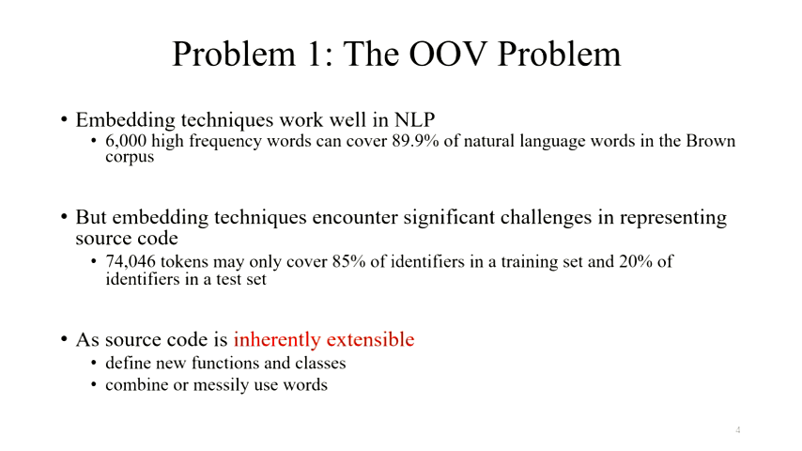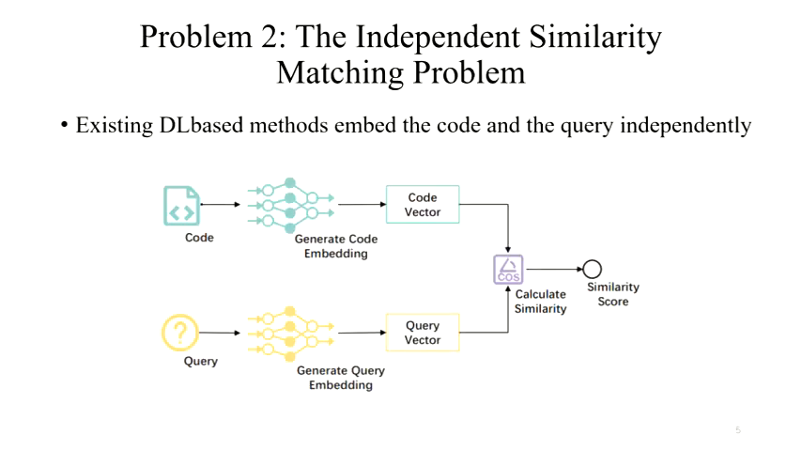First problem, the OOV problem. Embedding techniques work well in NLP, but they encounter significant challenges in representing source code. As source code is inherently extensible, developers continuously define new functions and classes, or they combine or misleadingly use words.